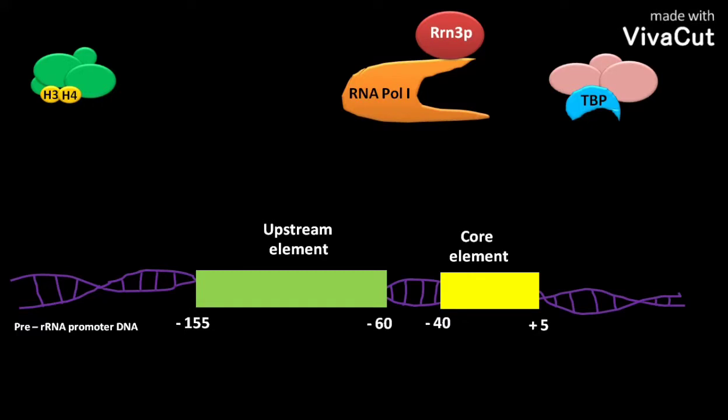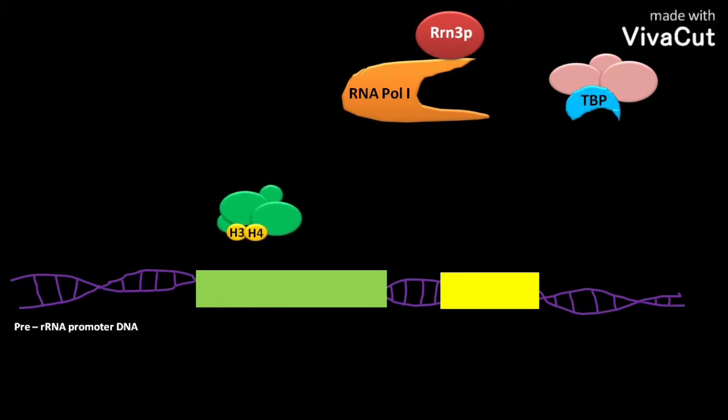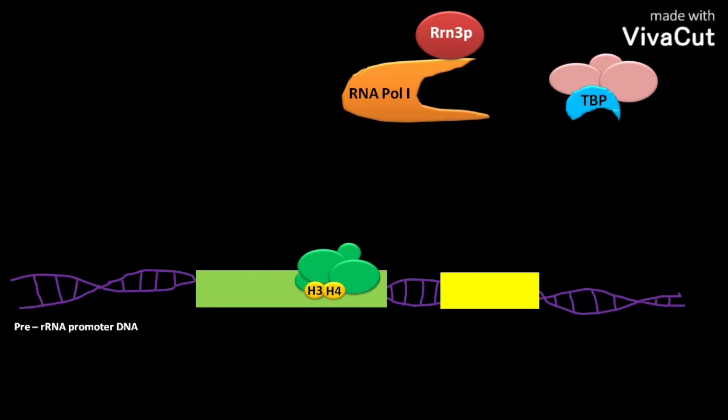At the beginning of assembly of a fully active yeast Pol I transcription initiation complex, a hexameric upstream activating factor, or UAF, binds to the upstream element. Out of 6 subunits, histone proteins like H3 and H4 are the 2 subunits of UAF. H3 and H4 probably participate in DNA binding.